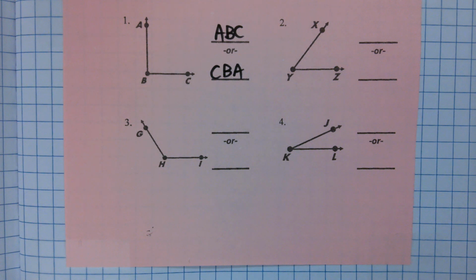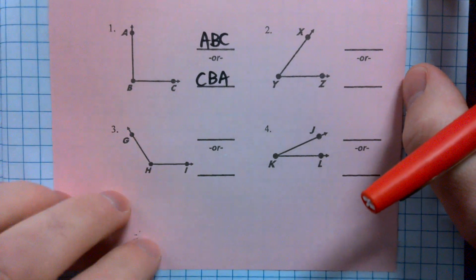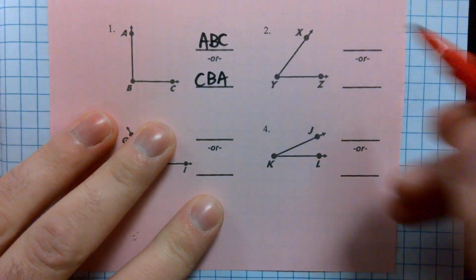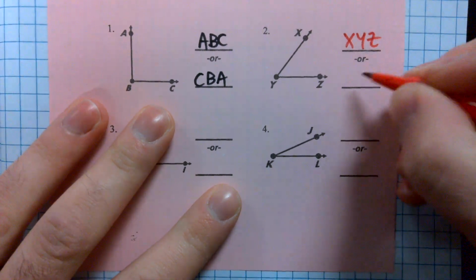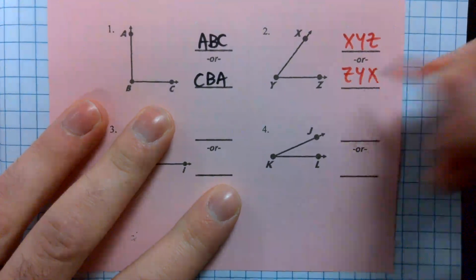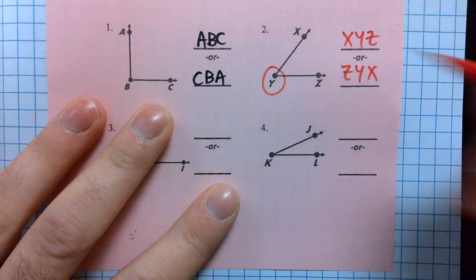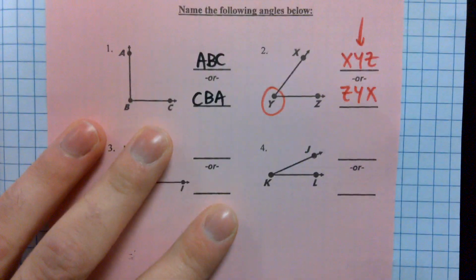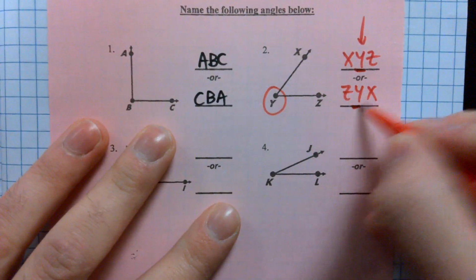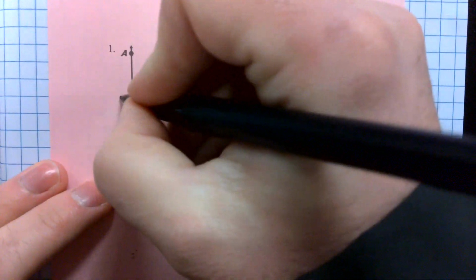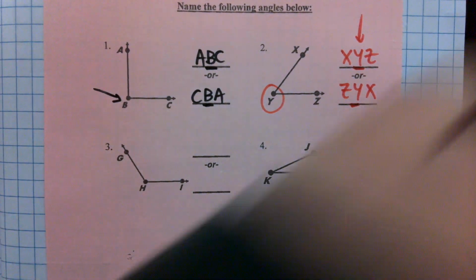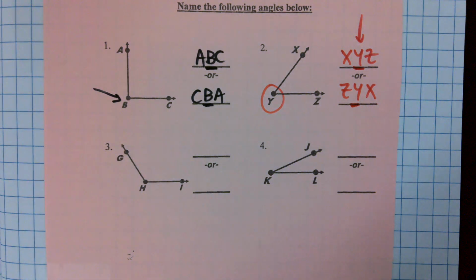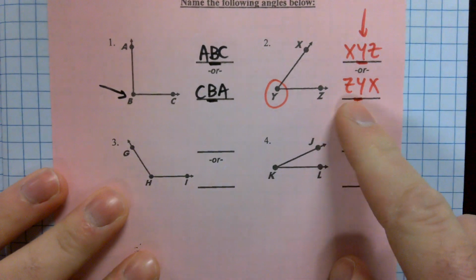All right. Sounds done to me. Can I get a volunteer to help me out with number 2? Devin, go for it. What can we name number 2? XYZ. Or? CYX. Beautiful. What's my midpoint here, Devin? Y. So Y's got to be in the middle of either name. That is what is important. Vertex in the middle. Both of those names are correct names as long as our midpoint's in the middle.